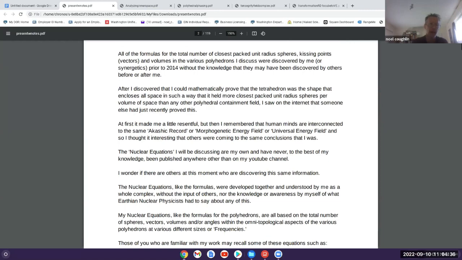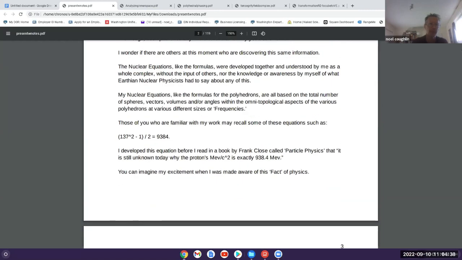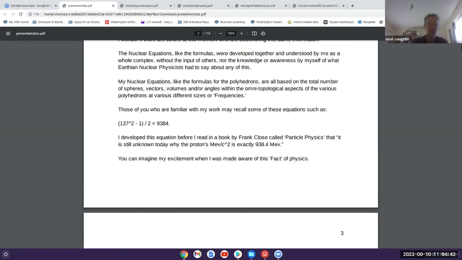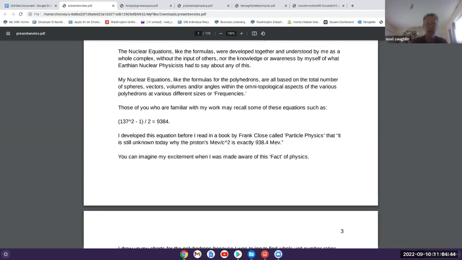Here's just a little bit of background information. The nuclear equations, like the formulas for the polyhedrons, are all based on the total number of spheres, vectors, volumes, or angles within the omnitopological aspects of the various polyhedrons at various different sizes or frequencies. Those of you who are familiar with my work may recall some of these equations, such as 137 to the second power minus 1 divided by 2 equals 9,384.